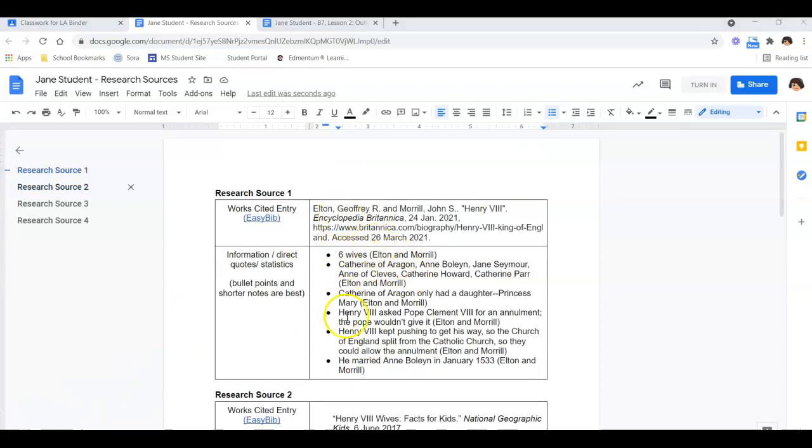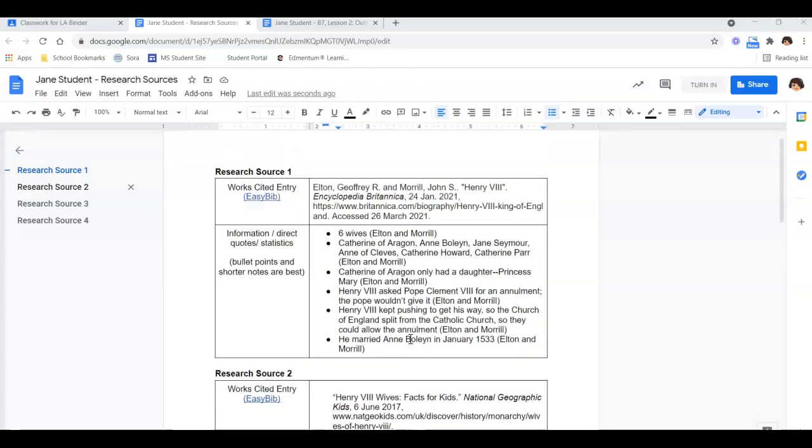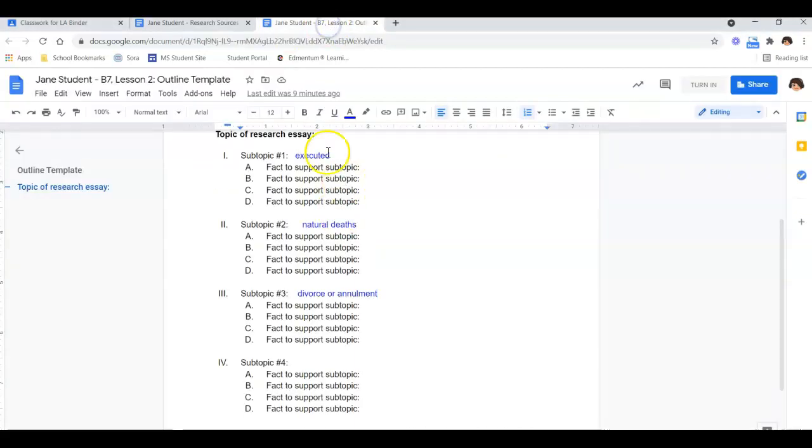Okay, so now that you've labeled all of your facts, they all have this little parentheses at the end that tells you where the information is going to come from, and now we're going to start mixing it up. So we're going to go by our subtopic, and I'm going to look at any of the facts that would support that subtopic. So I'm looking for all of the facts about the 2 wives that were executed.